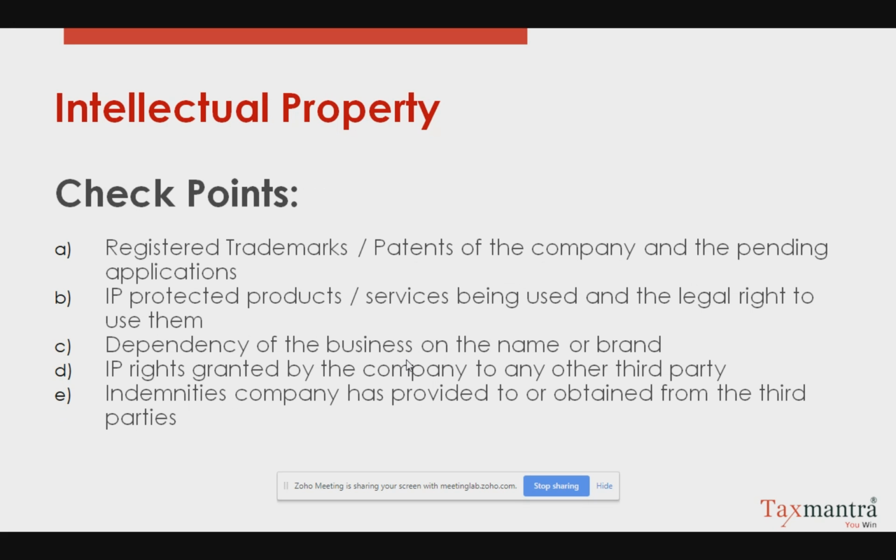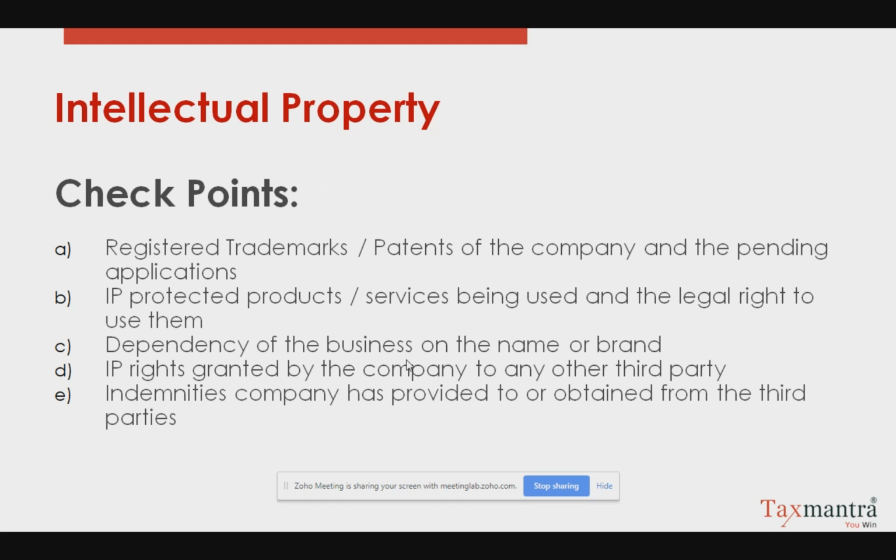They can also check if there are any IP rights granted by the company to any other third party. So the company might have an IP registered under its name, and they might have given the legal right to use it to some other party. The investors should check that as well.